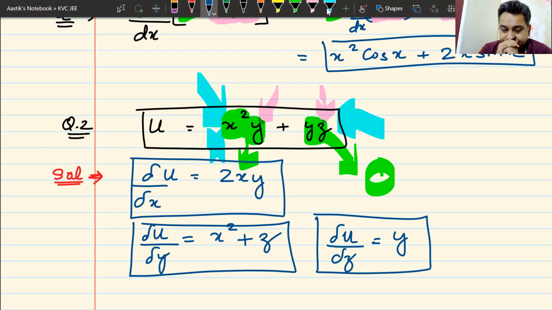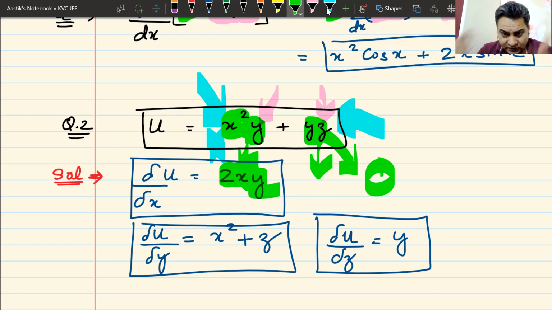Yes, beta? Sir, can you explain del u by del x? For del u by del x, you have to find the partial derivative of x squared y and the partial derivative of yz. The partial derivative of yz is 0 because there is no x. You just need to calculate the partial derivative of x squared y. X squared y consists of two functions. The partial derivative of y is 0, so that term goes away. You just find the partial derivative of x squared and multiply it by y. The partial derivative of x squared is 2x, multiplied by y. That is the entire thing. Do we understand this? Yes, sir. Is it that simple? Anyone with any other problem?